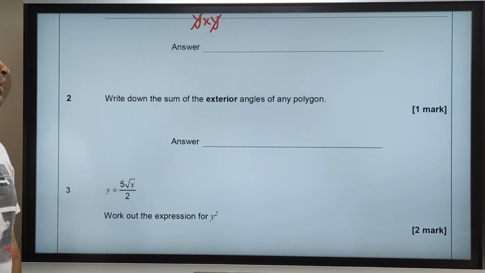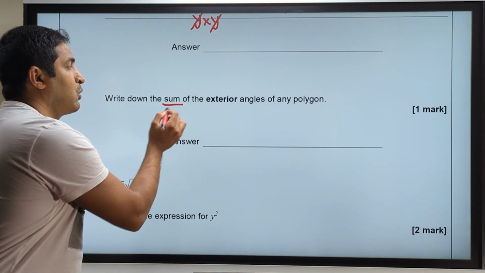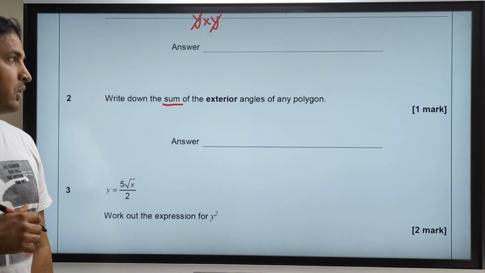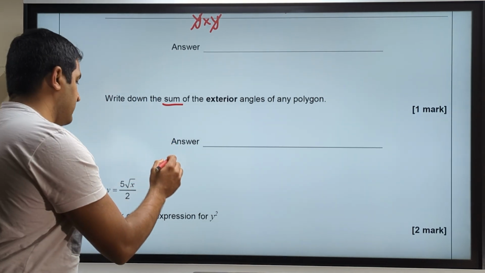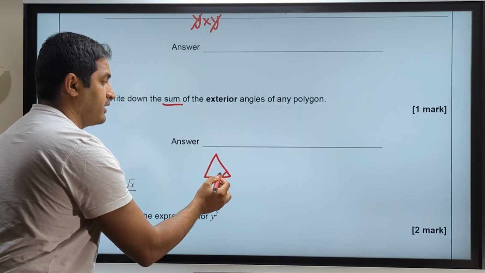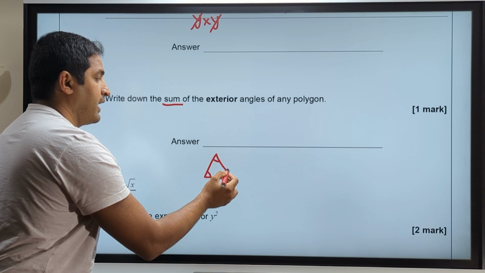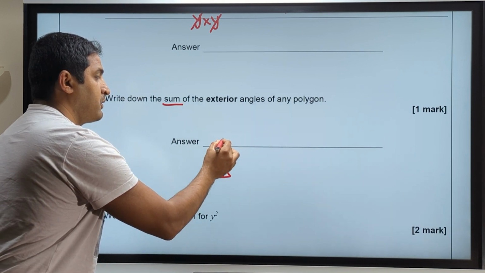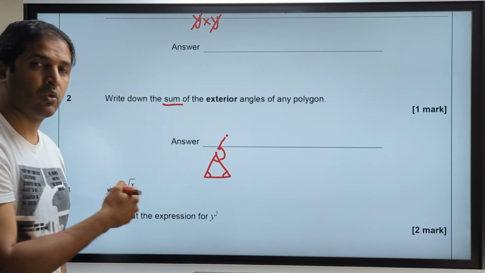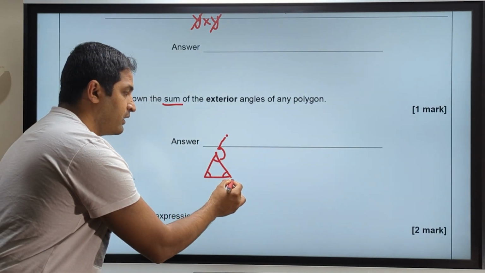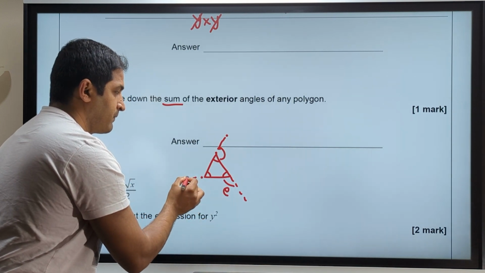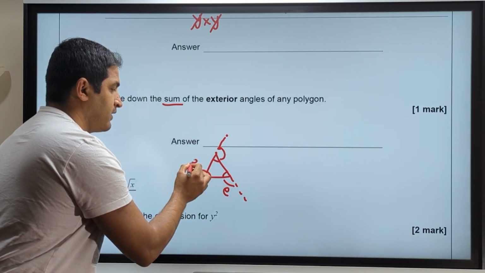Exterior angle of any polygon. Sum means total. What's the total of the exterior angles of any polygon? So let's say we start with the triangle. These are the interior angles. Now an exterior angle is if you were to continue the line and you get this line here. So that's the exterior angle here, and that's the exterior angle here.